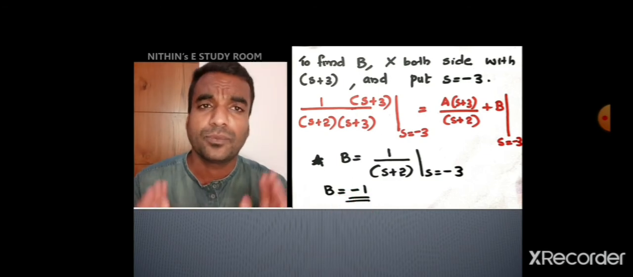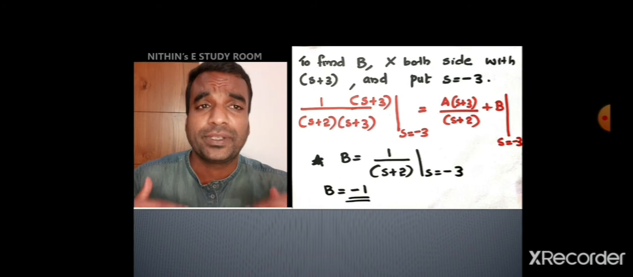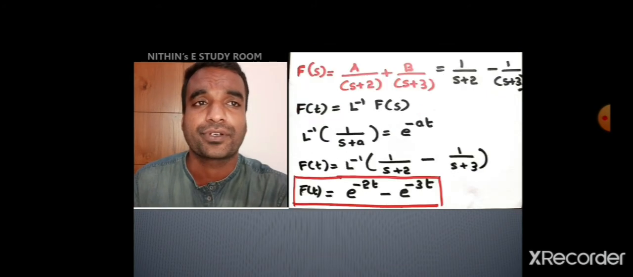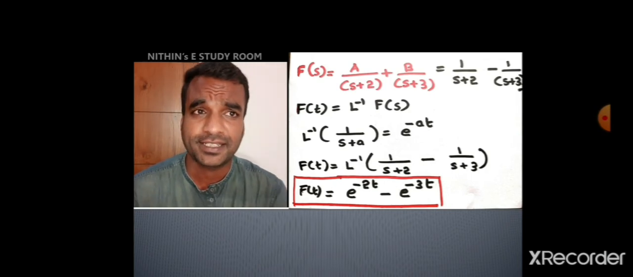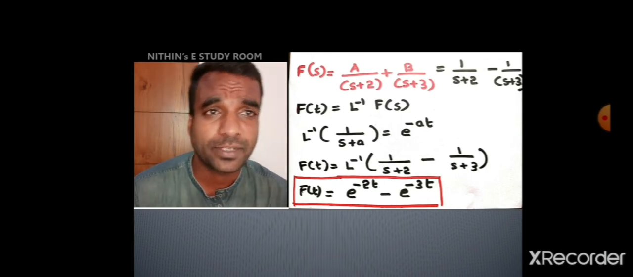So now you got both a and b. Now we are substituting a and b back into the partial fraction equation. So F of s is equal to a by s plus 2 plus b by s plus 3, that is equal to 1 by s plus 2 minus 1 by s plus 3.